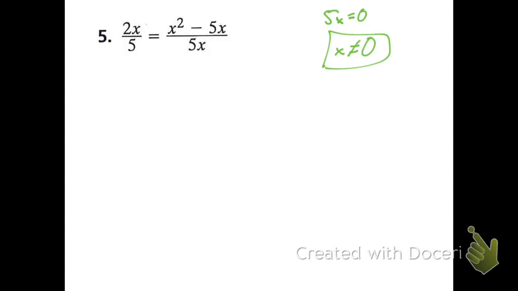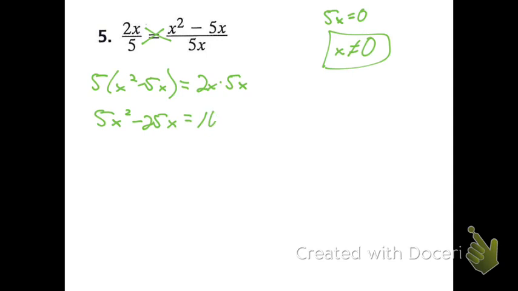So since it's 2 fractions, I'm not going to clear out any fractions. I'm just going to use the cross products property. This is 5 times x squared minus 5x. This is equal to 2x times 5x. And we'll go from there. So I'll have 5x squared minus 25x. That's equal to 10x squared.